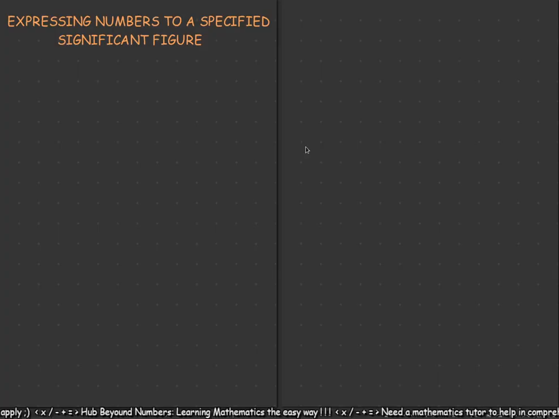I do assume that you have gone through the first lesson that talks about the rules to determine how many significant figures you have in a particular number. And I also want to believe that you've also gone through the lesson on rounding, because this lesson will be based on those two for you to enhance your understanding. So without assumption, let's quickly go into this.